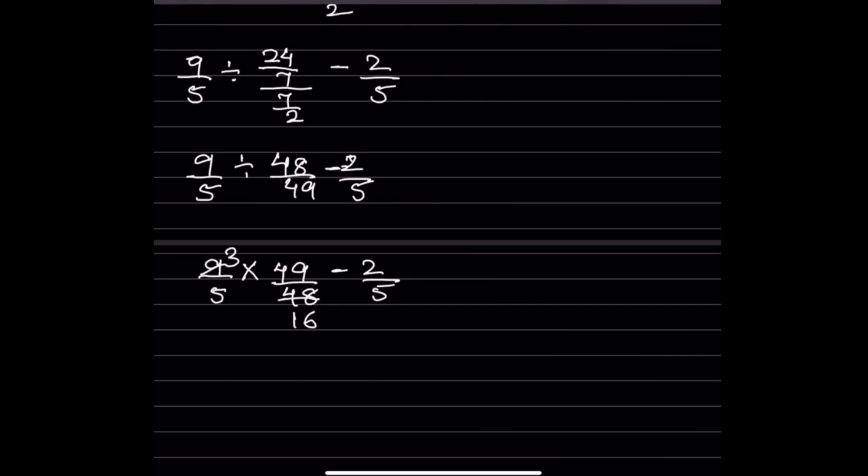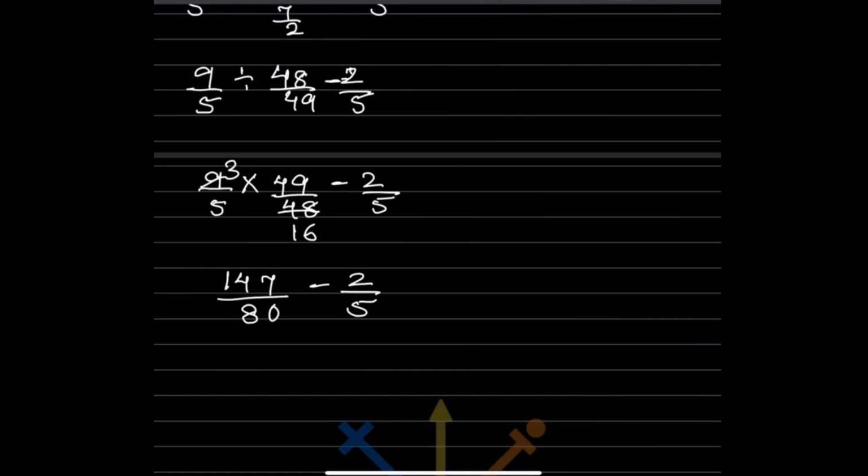Further, we cannot do anything here. So we have to write here 49 into 3. That is going to be 147 divided by 16 5s are. This one is going to be 80. And this minus 2 by 5. So now what will you do here? Again, now what you can see here, the denominators are different because this is a minus sign.